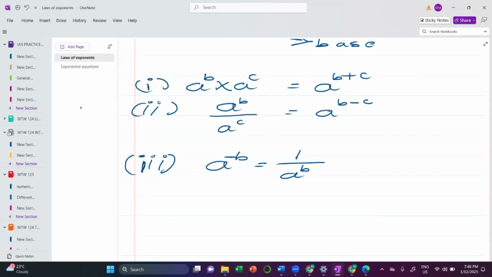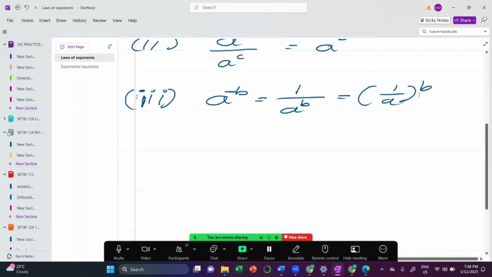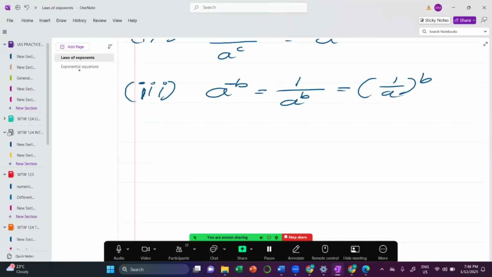And this is still the same as 1 over a, all to the exponent of b. Are you guys okay? Okay, let's continue. So now we've destroyed this negative exponent and we've made it positive.